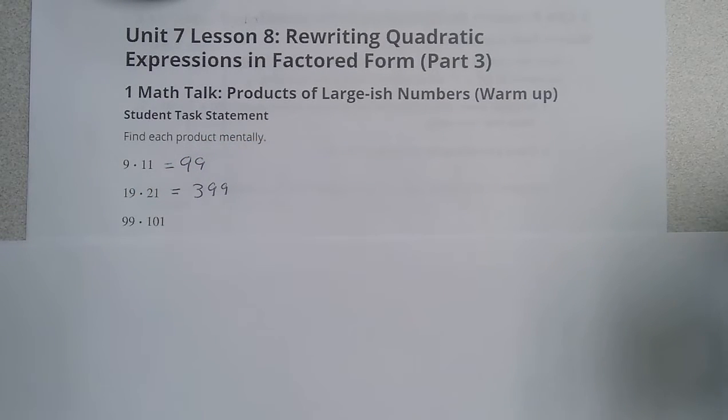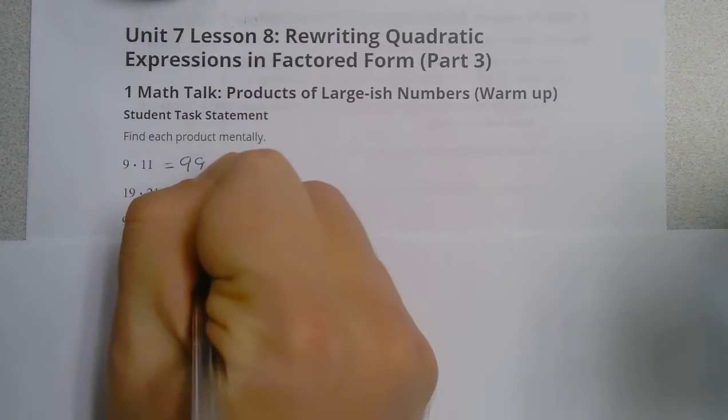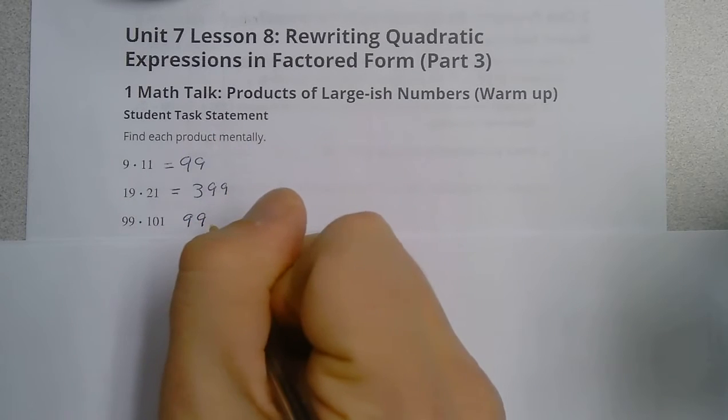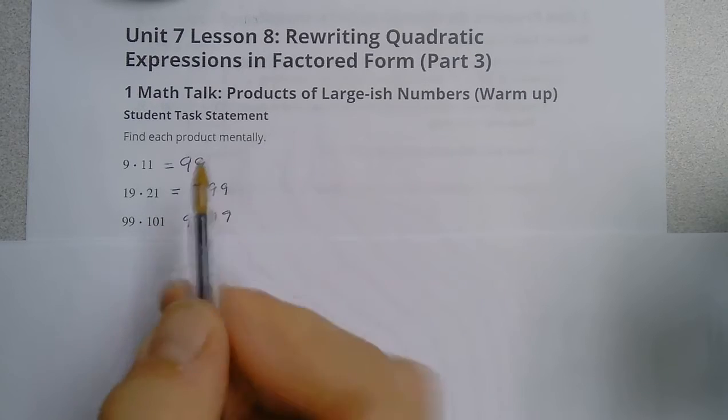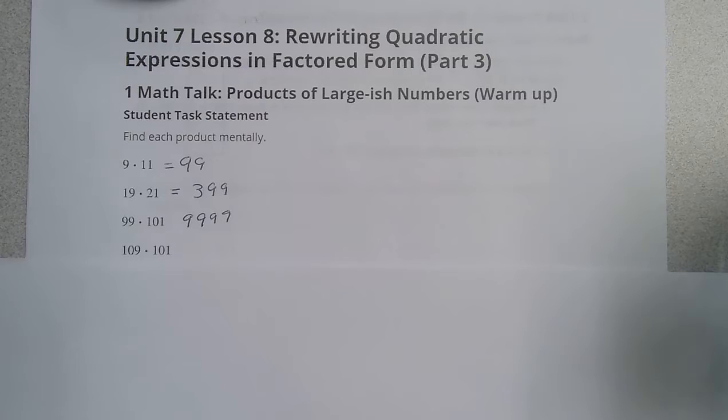Then here, 99 times 101. I do 99 times 100, which gives me 9,900. And then multiply 99 times 1. So I add 99 to that, and I get 9,900 plus the 99, which is 9,999.